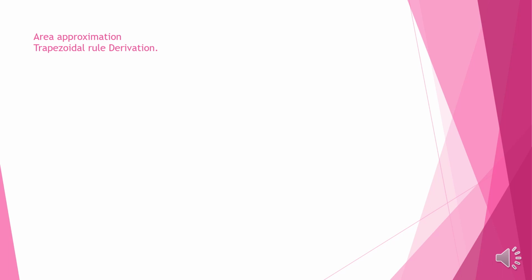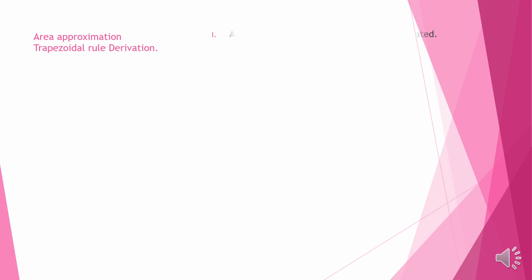Area approximation is our topic today, and under this area approximation, I want us to use the method of trapezoidal rule, specifically on the derivation part. I want us to know how to approximate an area of a given irregular object using trapezoidal rule.